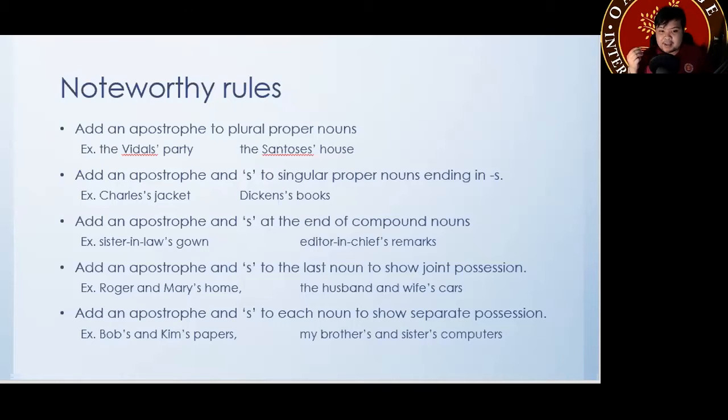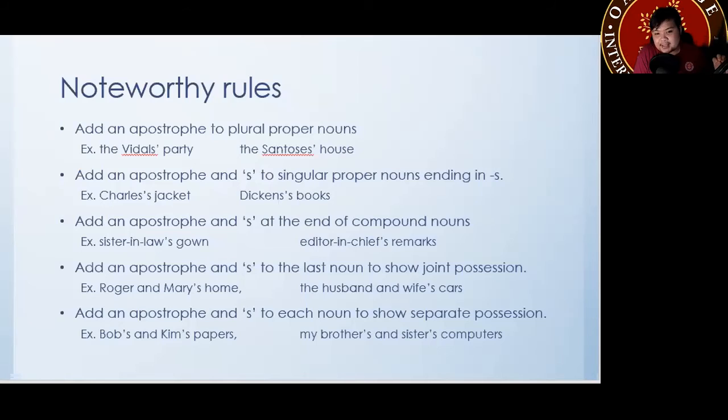Add an apostrophe and S at the end of compound nouns. Compound nouns are basically a group of words that are combined together to create a new noun. That's a compound noun. Examples here with the hyphens: sister-in-law, sister-in-law's gown. Editor-in-chief's remarks.